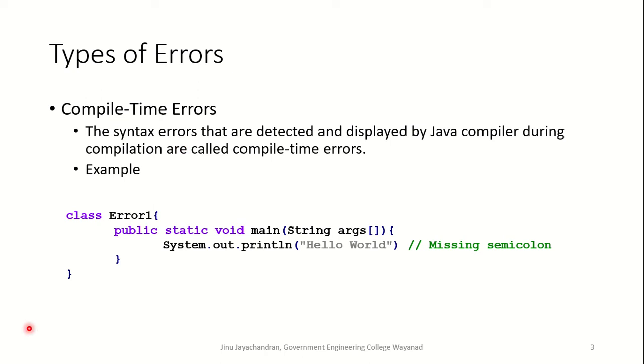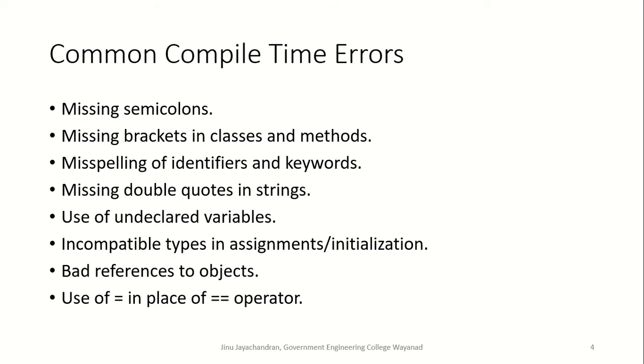Syntax errors in the sense that the syntax of your code is wrong. And the Java compiler, when it compiles, finds the errors and lists them to you. For example, if you look at this code, there is actually a semicolon missing in the line. There should be a semicolon here, otherwise this will be a wrong statement. So this is a compile time error. Before running the code itself, the compiler will let you know that there is a syntax mistake, that a semicolon is missing.